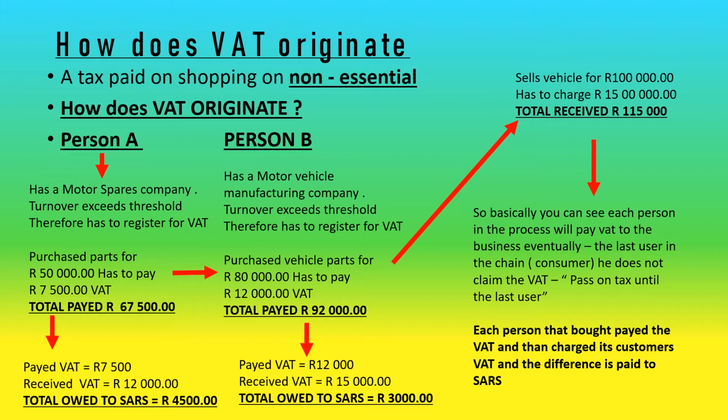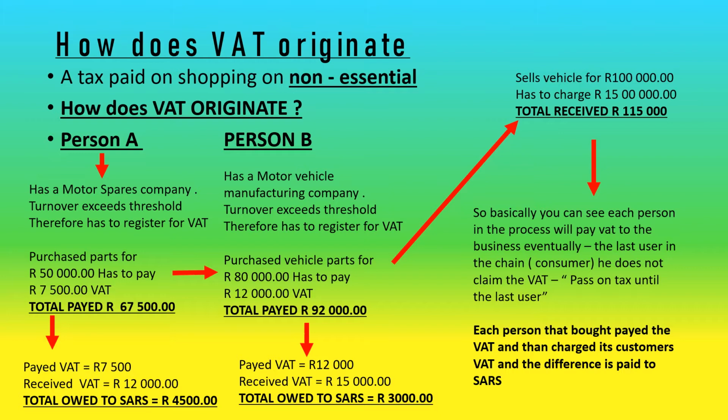So if you've ever looked at a receipt from a grocery, or if you've bought a pair of shoes or just a pair of jeans, you would notice on your slip that there's an actual amount called VAT on that slip. So that's the amount of tax you've paid for actually purchasing that item. So let us go into a deeper understanding of how VAT originates.